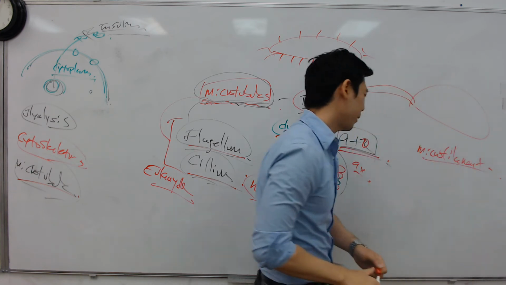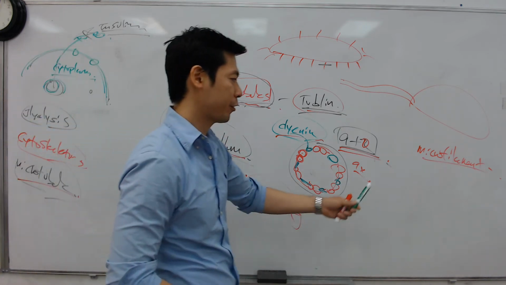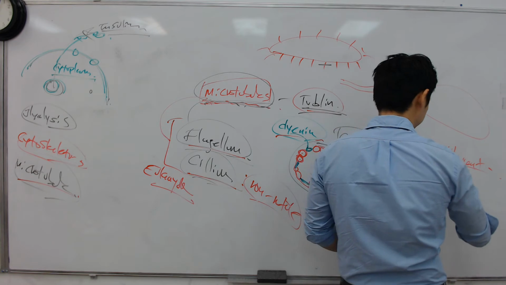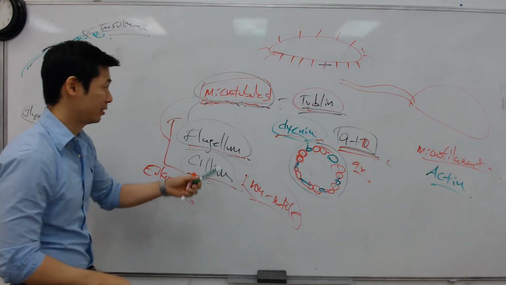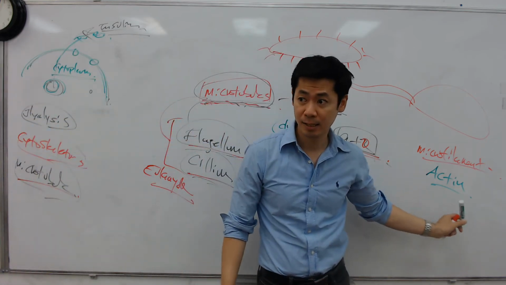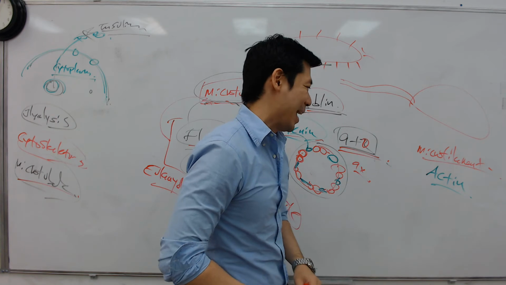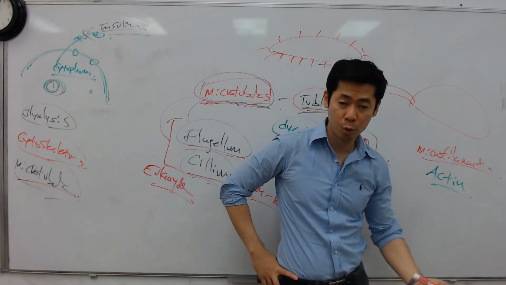So microfilaments are created by a protein that is much smaller and much thinner, called actin. Okay, actin is a protein. So this guy is a tubule, right? This guy is created from something called actin. The example I can give you for actin is, actin is a part of what, guys?